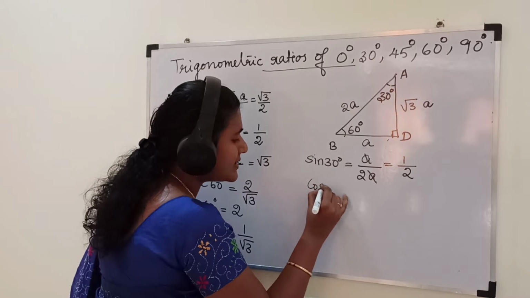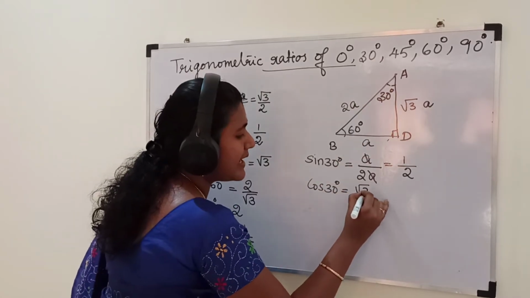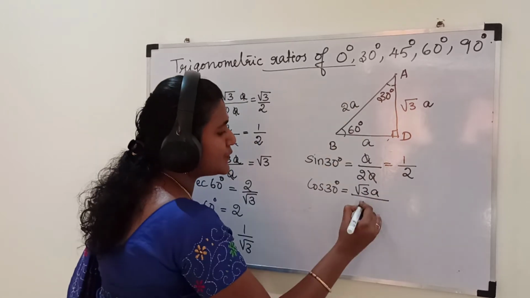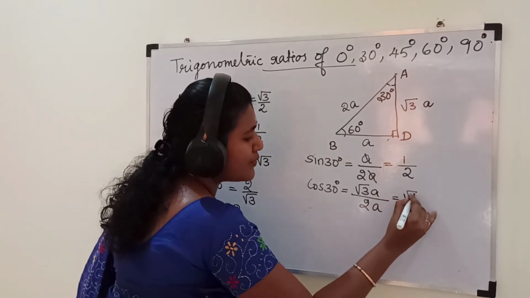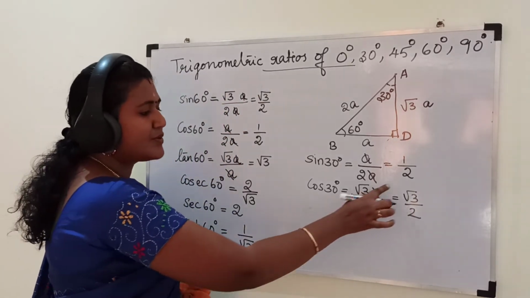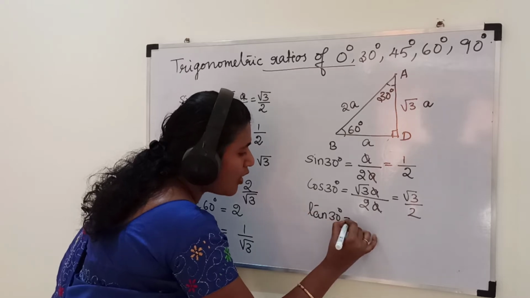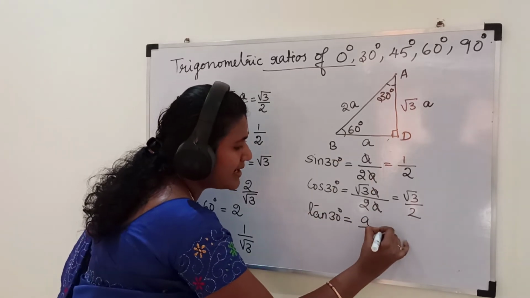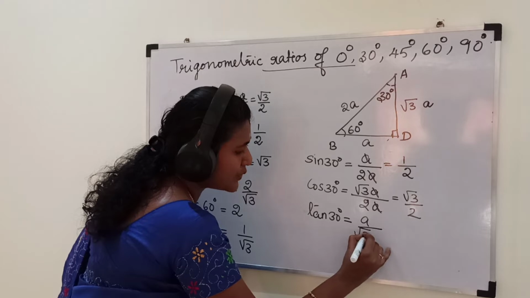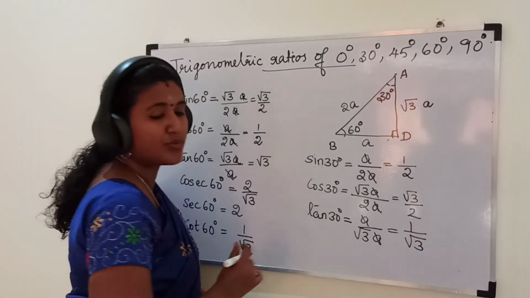Now cos 30 degree is adjacent side. Adjacent side is root 3A by hypotenuse 2A. After cancellation, we will get root 3 by 2. Now tan 30 degree is opposite side by adjacent side, that is A by root 3A. After cancellation, we will get 1 by root 3.